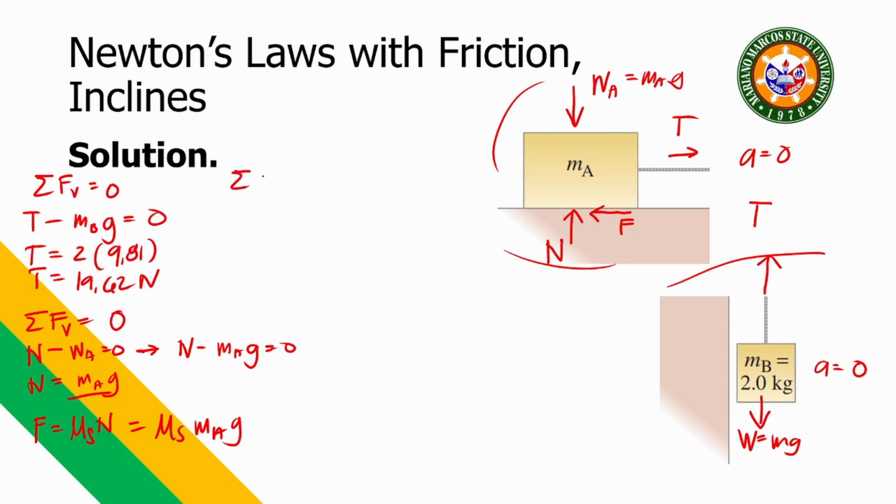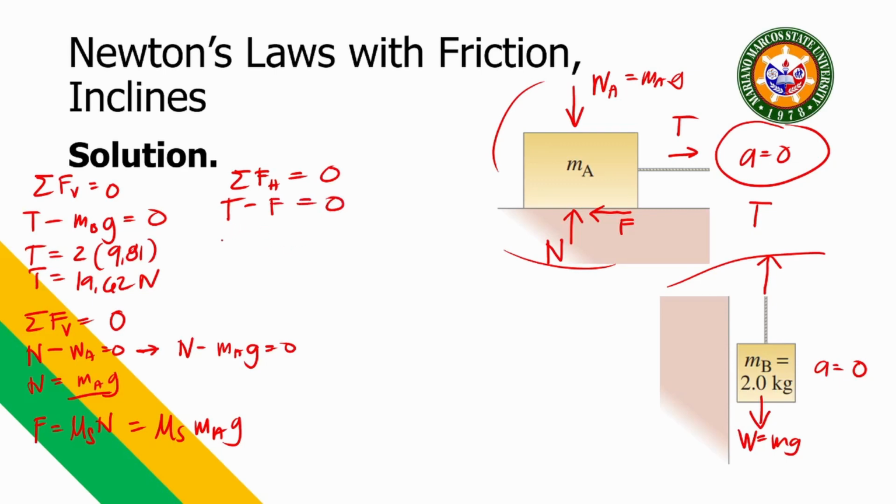Consider natin yung summation of forces in the horizontal direction. So this one is equal to 0. Wala tayong acceleration dito. Vertical and horizontal, 0 yung acceleration natin. So para dito, we have here forces applied is to the right, itong T, so positive. And itong frictional force natin, F, is to the left, so negative. So this one is equal to 0.